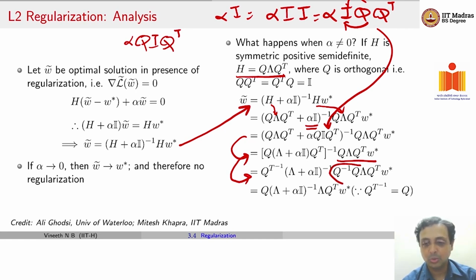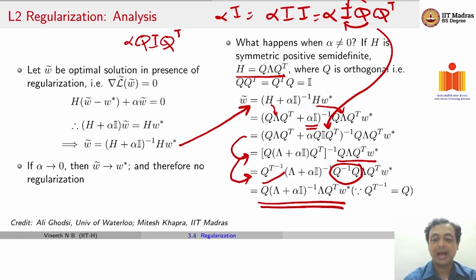This Q inverse Q will become identity and can be replaced, and hence you would have, and also Q transpose inverse will be Q itself, because as we said, for an orthogonal matrix, Q transpose is equal to Q inverse, and hence Q transpose whole inverse will be Q itself. So this is what you get as W tilde.